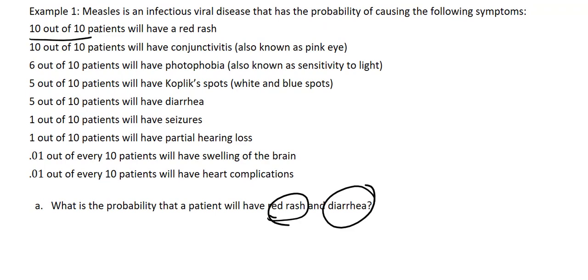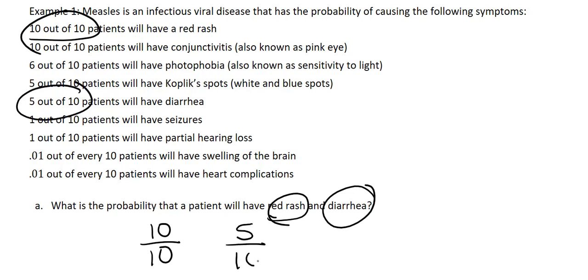Well, the red rash, 10 out of 10 patients will have a red rash. So let's go ahead and write 10 out of 10, right? That's the probability. For diarrhea, we're seeing 5 out of 10 patients. And let's look. We have an "and" probability. So if we have an "and" probability on a compound event, we're going to go ahead and multiply these two probabilities together.